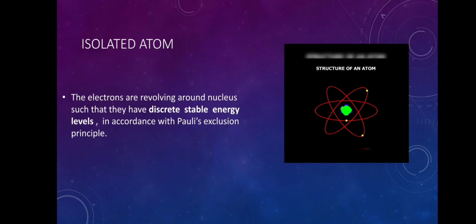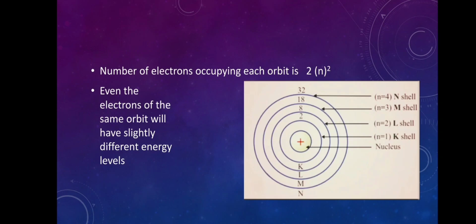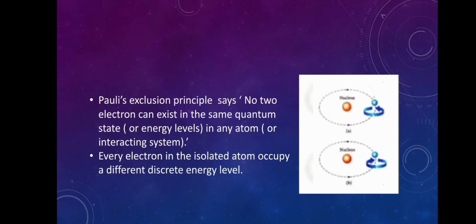Okay, and these orbits are represented by the quantum number n, and we know that the number of electrons which can be occupied in each orbit is given as 2n². So thereby we can calculate the number of electrons in each orbit, isn't it? But even though more than one electron is there in every orbit, no two electrons have the same energy level. No two electrons in any atom can have an exactly same energy level.